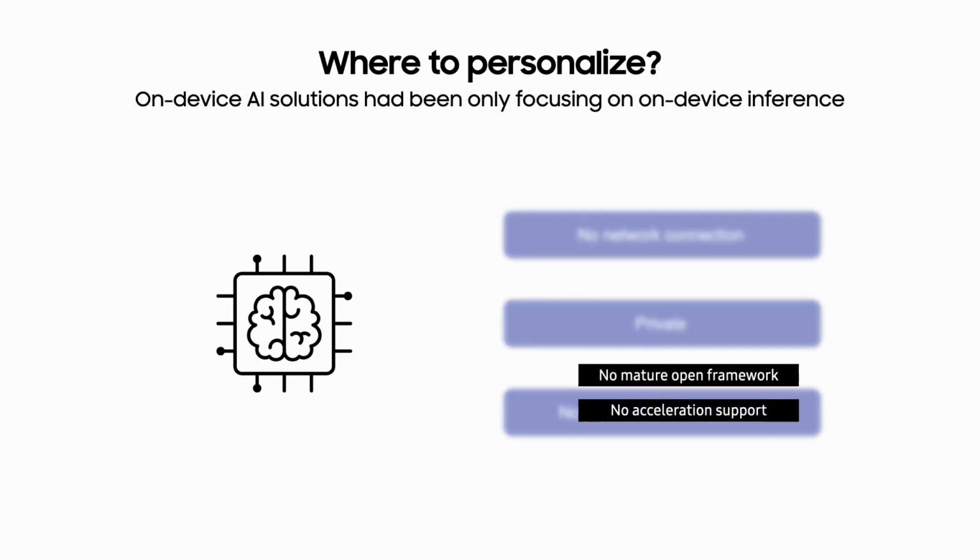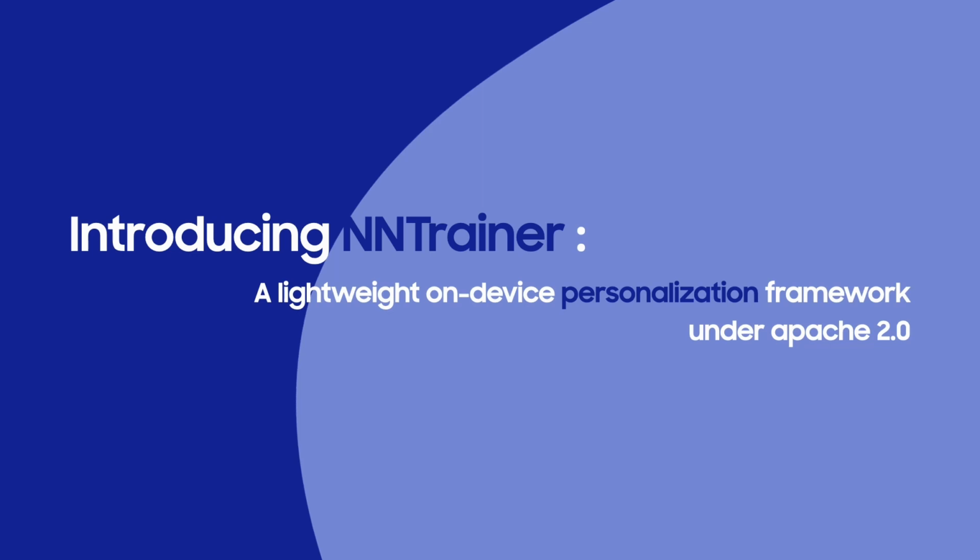The problem we found is that there is no mature open framework we can rely on. And pretty much all of the on-device AI solutions are focusing on inference and not training. So there are limited accelerators supported. Instead of giving up, we decided to contribute to society by making one and to exploit the existing accelerators for inference on device. So we are introducing NNTrainer. It's a lightweight on-device personalization framework under Apache 2.0.